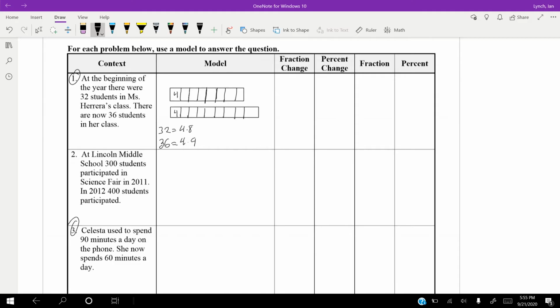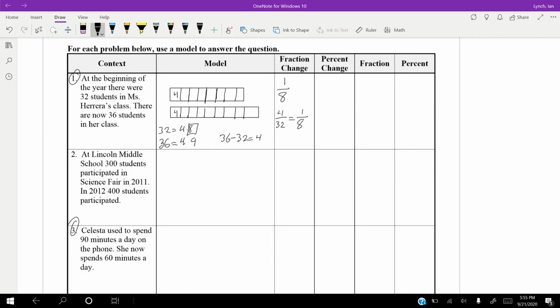So our fractional change here, guys, how many more blocks do we have in the bottom? Well, we have 1 more in the bottom out of our original 8. Another way to think about it is 36 minus 32, which gives us 4. So we're going to have 4 divided by 32. Well, we just figured that out. That gives us 8. So we're left with 1/8.